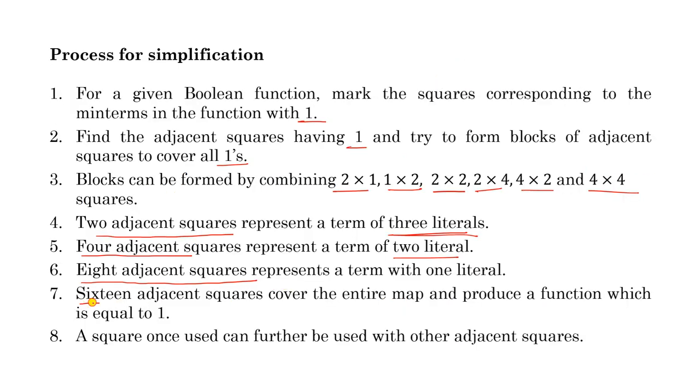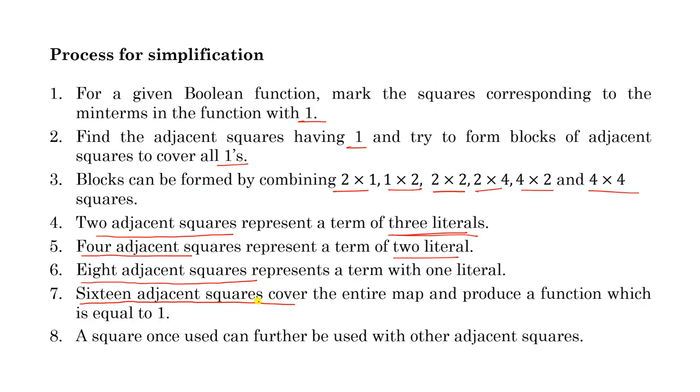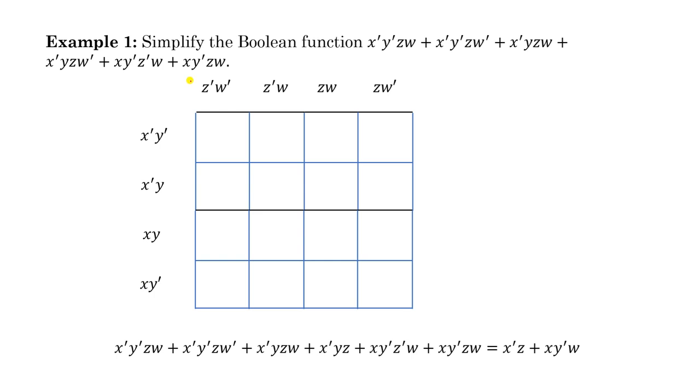Now 16 adjacent squares. 16 adjacent squares means the entire map. If all these places are filled by 1, then it is equivalent to the function which is equal to 1. So this is equal to 1. A square once used can further be used for other adjacent squares. It means you can utilize a square more than once. So now you have to utilize these rules for simplification of a Boolean function. Let us go through some examples.